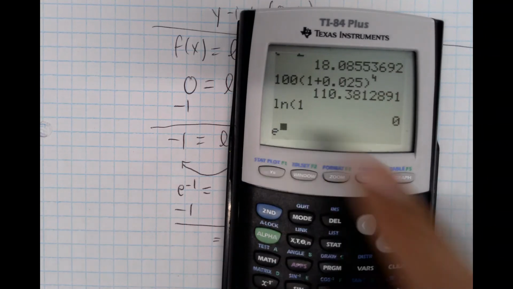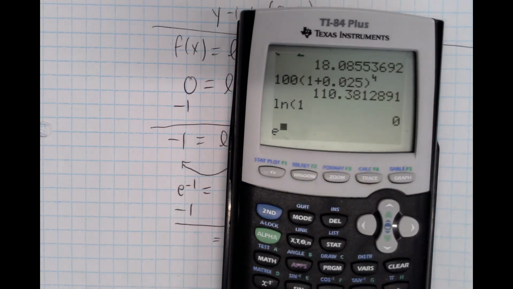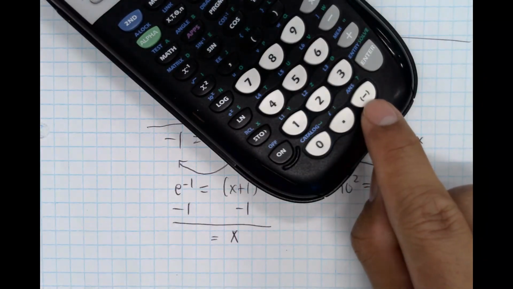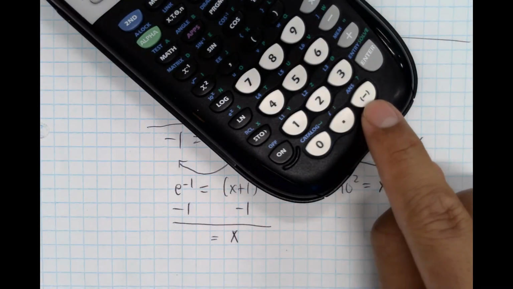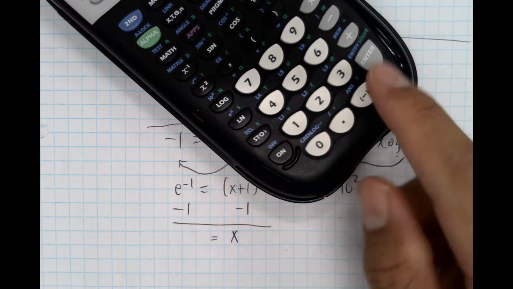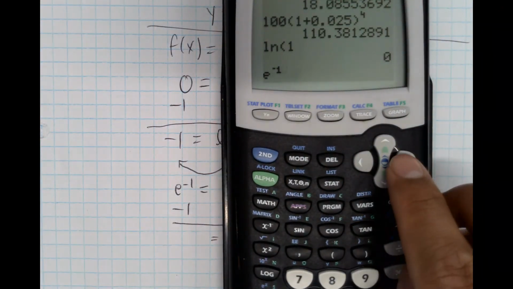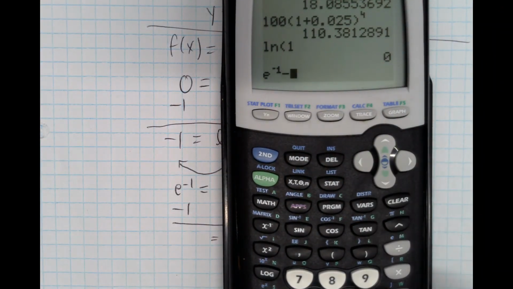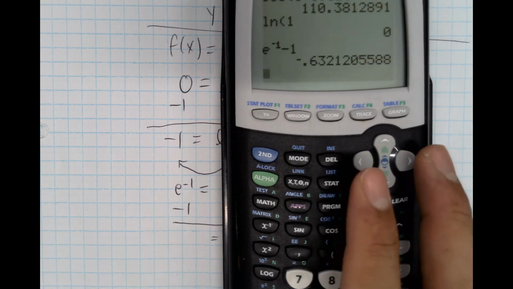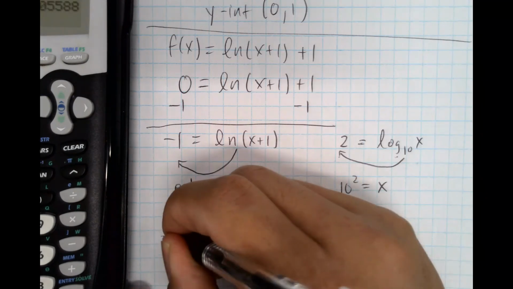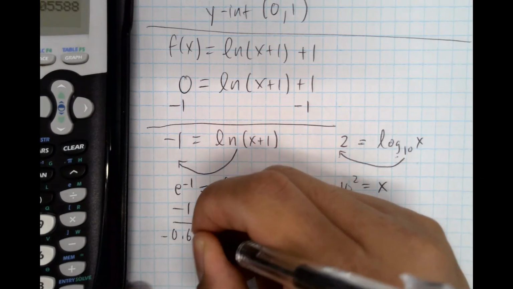You would just put negative 1. As a reminder, when you're putting a negative on your graphing calculator, if you're identifying it as a negative and not subtract, you want to use this minus right here, and then press 1. On your calculator you should get this. We would do e to the negative 1 minus 1, and then our answer is negative 0.63.